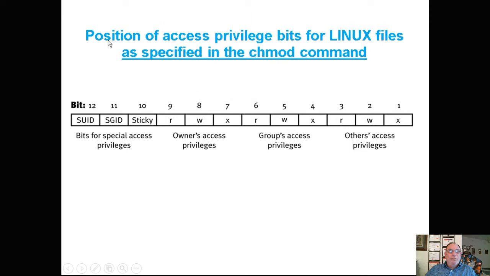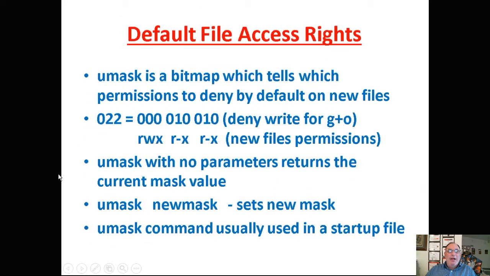So the position of access privilege bits for Linux files, as specified in the chmod command, again starting from right to left here, is the other, execute, write, read, then execute, write, read for the group, execute, write, read for the owner. Then you have the sticky bit, the SGID, excuse me, and the SUID, which they call these special privileges.